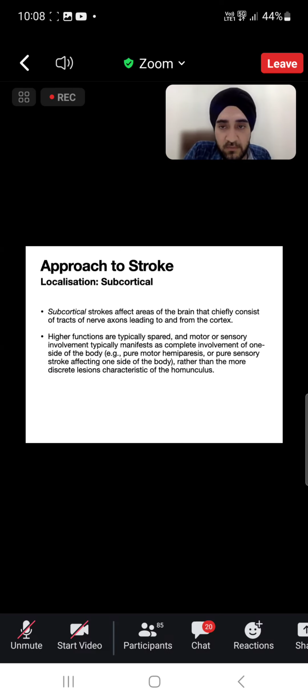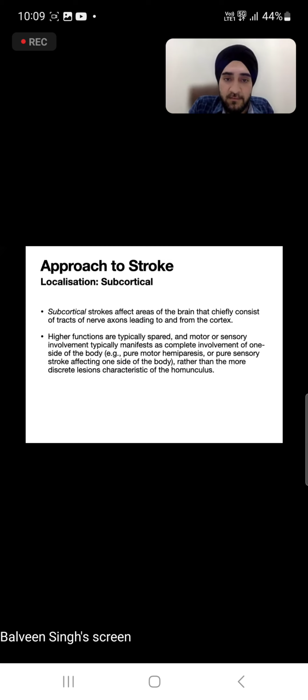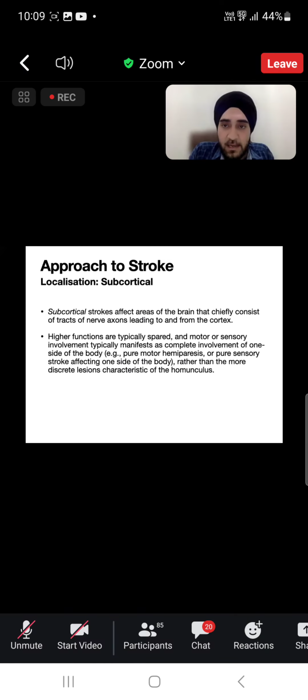Now, whatever I have explained, I'm going to read it out to you. Subcortical strokes affect areas of the brain that chiefly consist of tracts of nerve axons leading to and from the cortex. The higher functions are typically spared, and motor or sensory involvement typically manifests as complete involvement of one side of the body, that is pure motor, pure sensory, or sensorimotor hemiparesis, rather than more discrete lesions, which were characteristic of the homunculus that we read about.